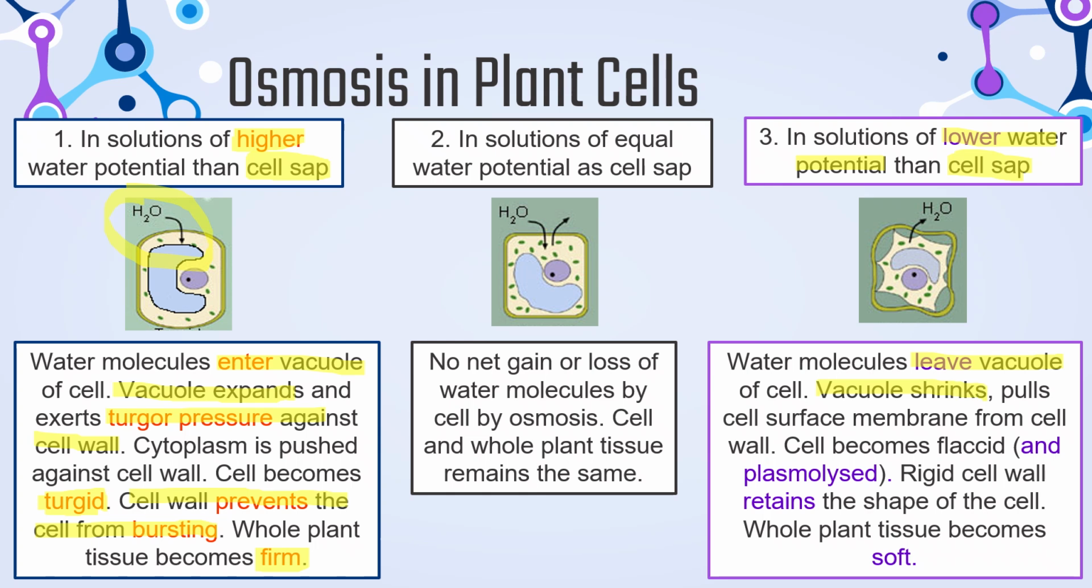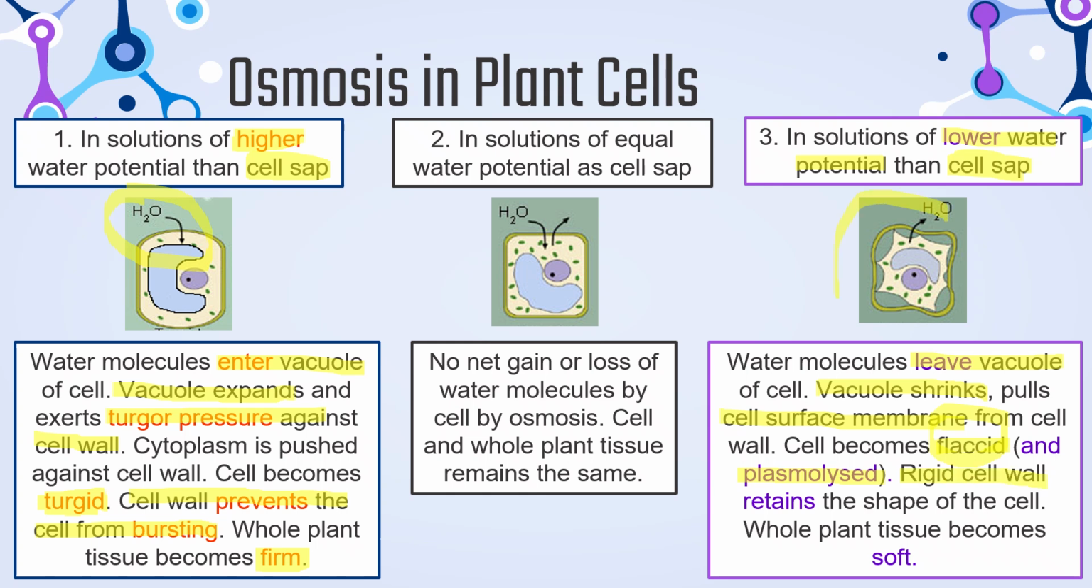And when the vacuole shrinks, it will draw the cell surface membrane, the cell membrane, inwards, and then the cell will become soft. But we don't use the word soft, we use the word flaccid to describe the cell. You can also use the word plasmolysed, but flaccid is more important. Now again, you will not see the collapse of the whole cell because of the rigid cell wall.